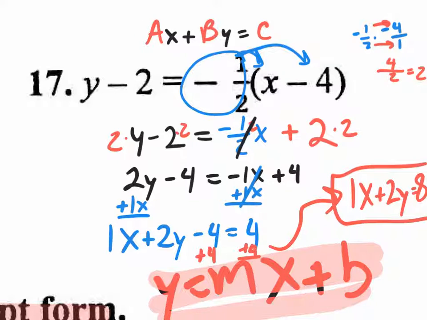My a value is 1. My b value is 2, my c value is 8. What do you think? Let me do the same problem but with a different method.